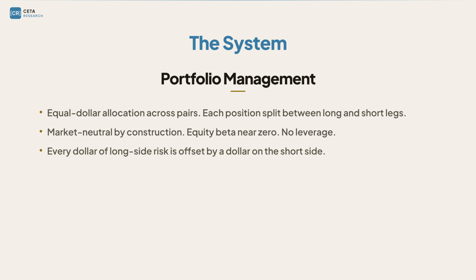The third component is portfolio management. Equal dollar allocation across pairs, with each position split evenly between the long and short legs. That's market neutral by construction, which means equity beta is near zero. No leverage. The key difference from a long-only strategy is that every dollar of risk on the long side is offset by a dollar on the short side.